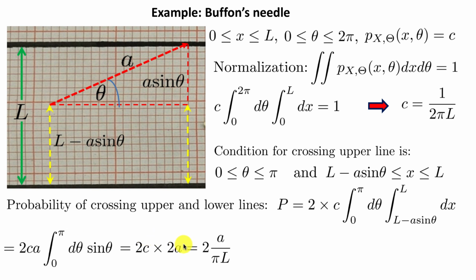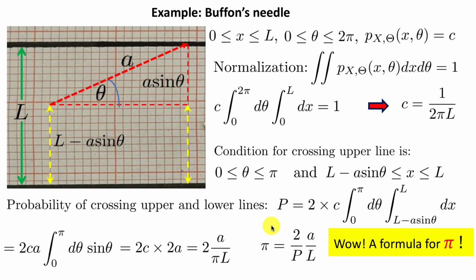And so we get this answer, 2a over pi L. And that's equal to the probability of crossing either the upper or the lower line. We've got, in fact, a formula for pi. Isn't that quite amazing that pi should be equal to 2 over p into a over L? And I remind you that a has to be less than L. That is to say, the length of the matchstick has to be less than the distance between the two lines.